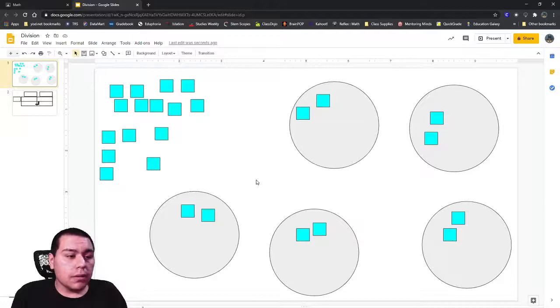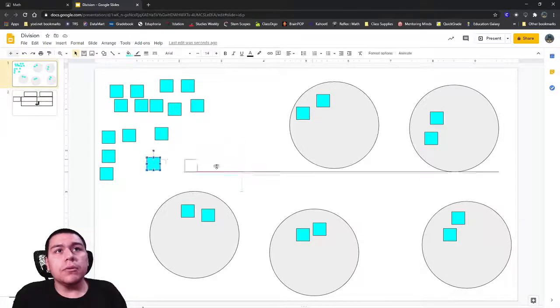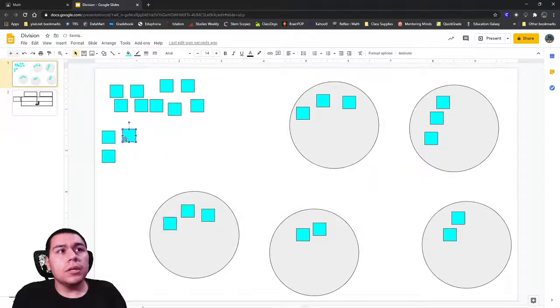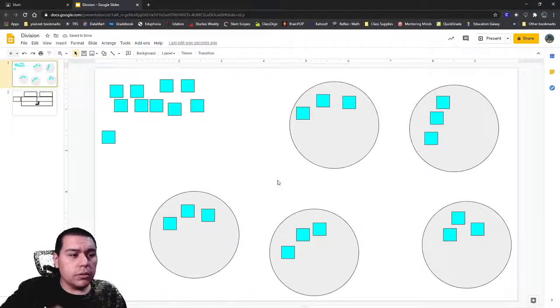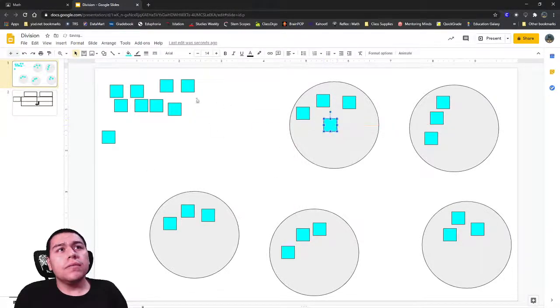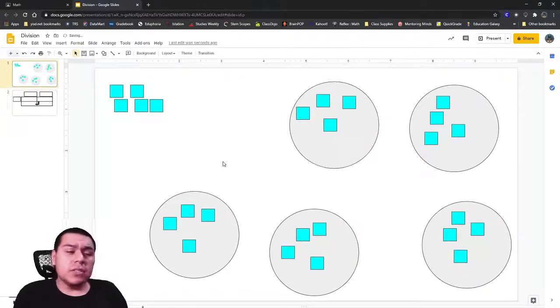You could make another group. Okay, let's make another then. 3, 3, 3, 3, 3. Thumbs up, thumbs down. Do I have enough to do 4? Got enough. Let's do it again. 4, 4, 4, 4, 4. Ooh, I'm getting close to running out. Do I have enough to do another group? Can I go around one more time and give every group a square?